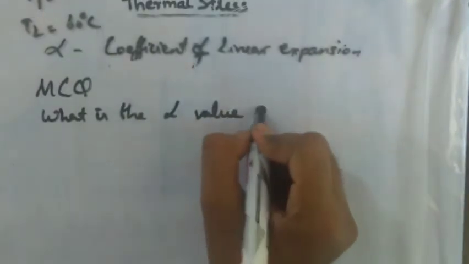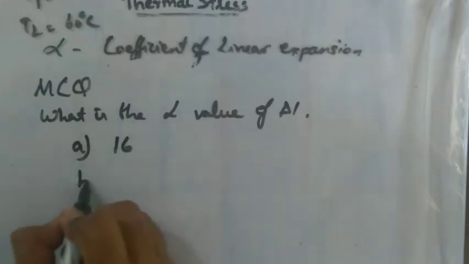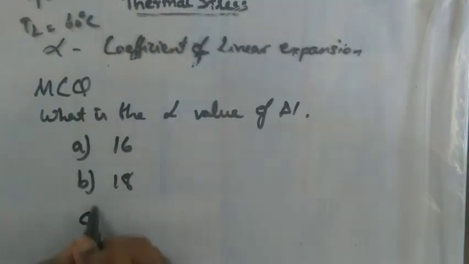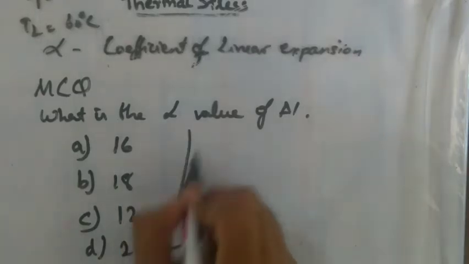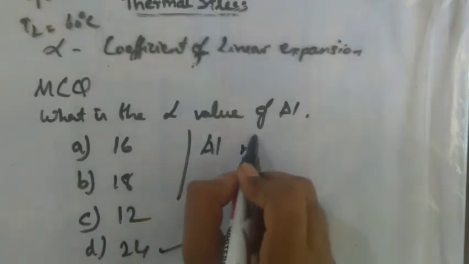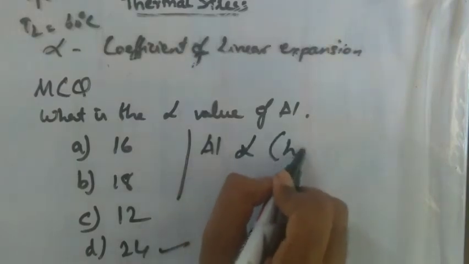What is the alpha value of aluminum? Option A I'll be giving you 16, option B 18, option C 12, option D 24. What will you be choosing? You will definitely be choosing 24 because aluminum has the highest alpha value.